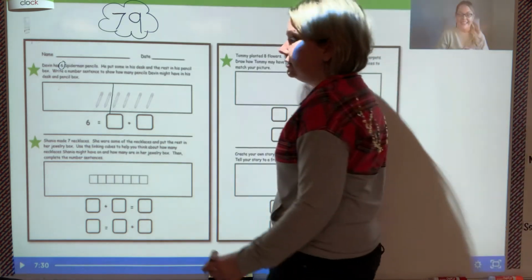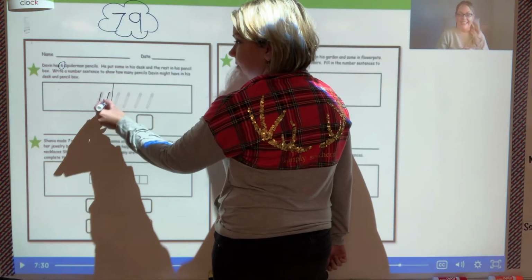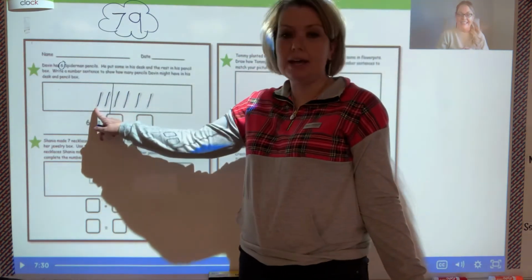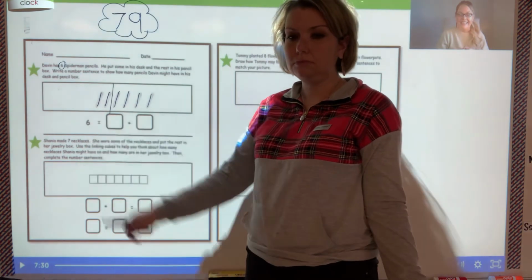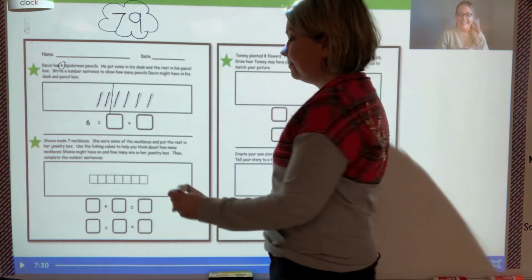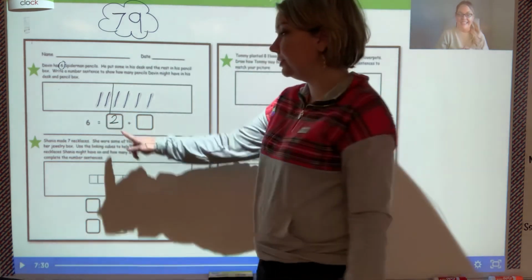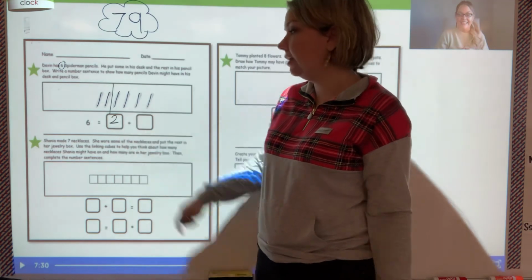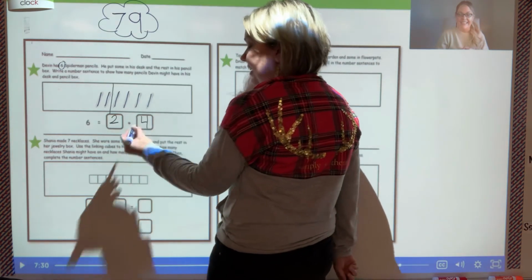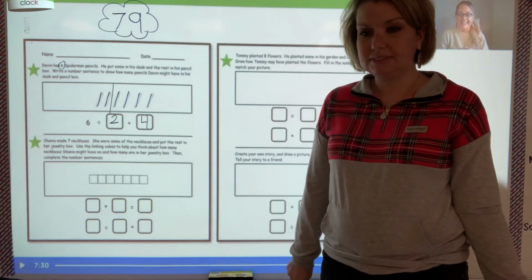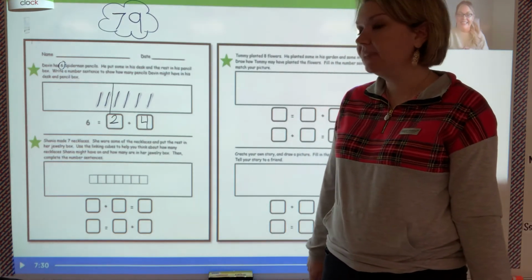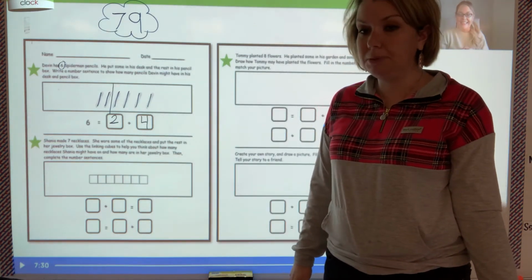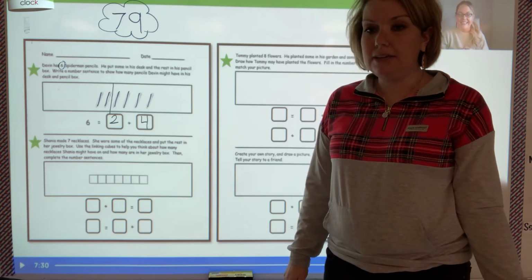Okay, let me highlight the pencils. So, how many pencils are on this side, Jonyan? 2. Yep. And how many pencils are on this side? 4. Uh-huh. Did 2 and 4 make 6? Yes. Awesome. You do not have to split it the way I did. You can split your pencils any way you'd like.